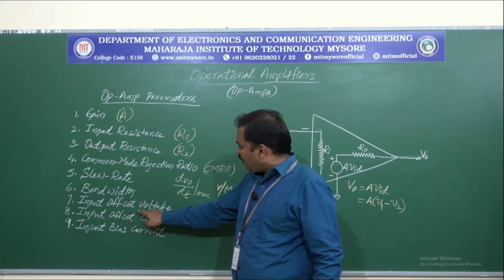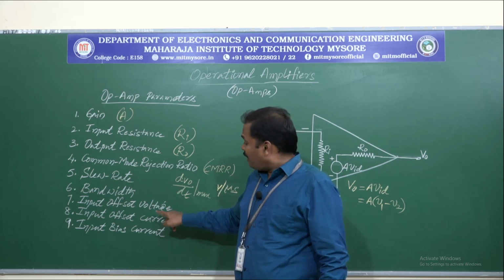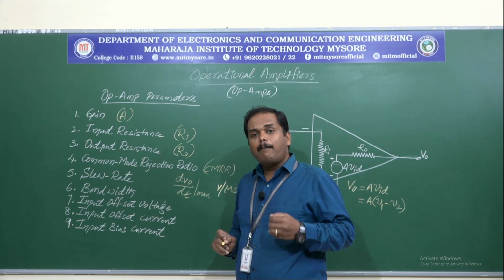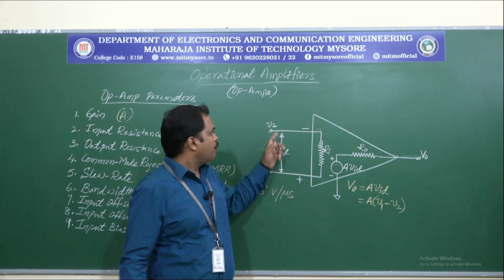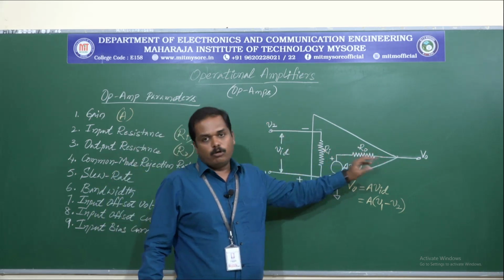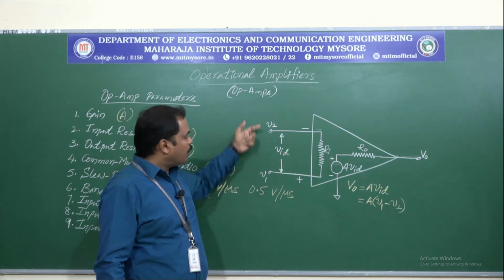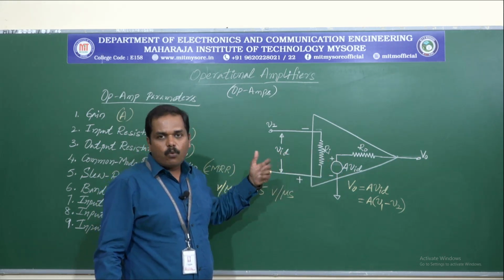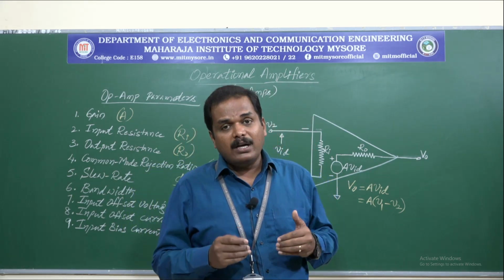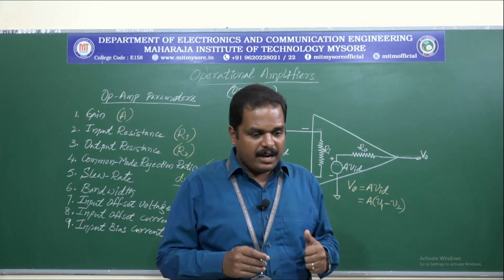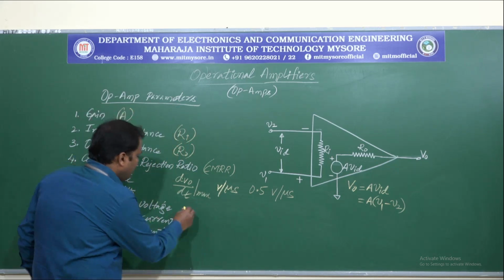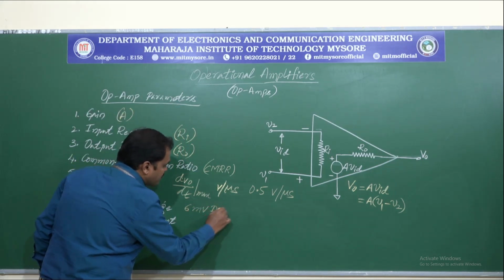And next parameter is the input offset voltage, and this is defined as the small voltage that is required to be applied at any one of the input terminals, either V1 or V2, to nullify the output. This small voltage that we apply is a DC voltage. This comes into the picture when the op-amp is working in common mode configuration, and the typical value of the input offset voltage is 6 millivolts DC.